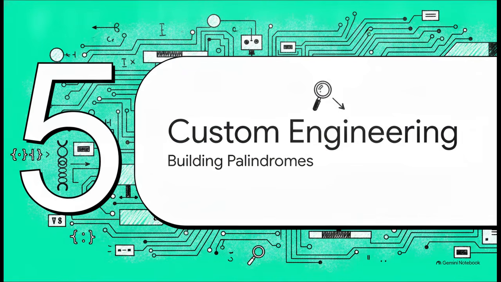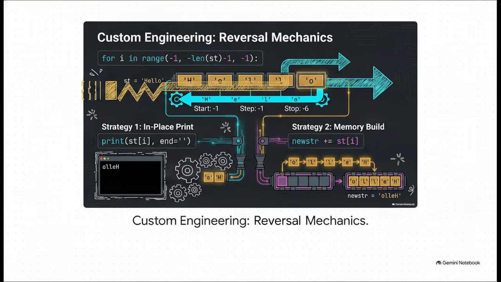Finally, Section 5, Custom Engineering and Palindromes. Let's build some palindromes. Let's take a look at reversal mechanics. A negative step of -1 slices right through the string backwards. It fundamentally acts as a reverser. You can use this custom engineering strategy to either print the string backwards in place using a loop or dynamically build a brand new reverse string in memory by concatenating characters one by one.